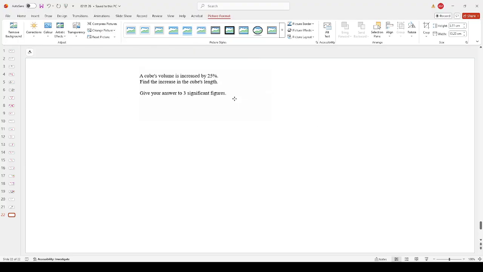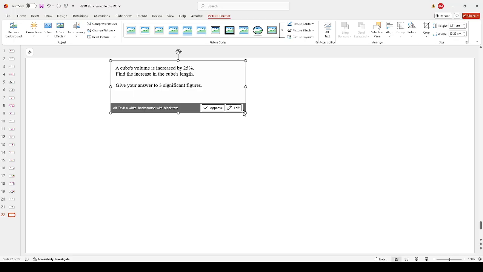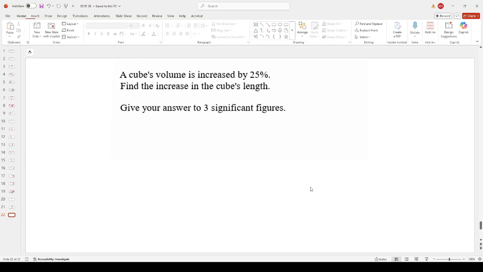Right, guys. Have a read. Let me know what you do. A cube's volume is increased by 25%. Find the increase in the cube's length. Give your answer to 3 significant figures. So a cube's volume is increased by 25%. Find the increase in the cube's length. What would I do here?